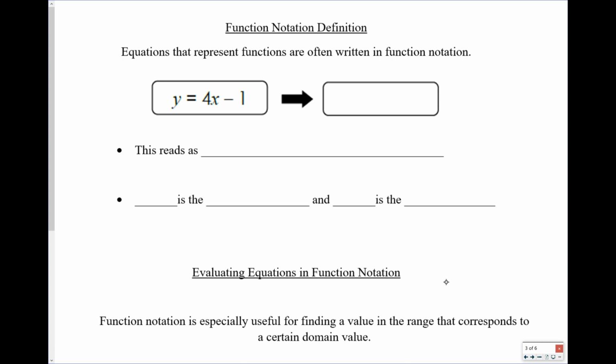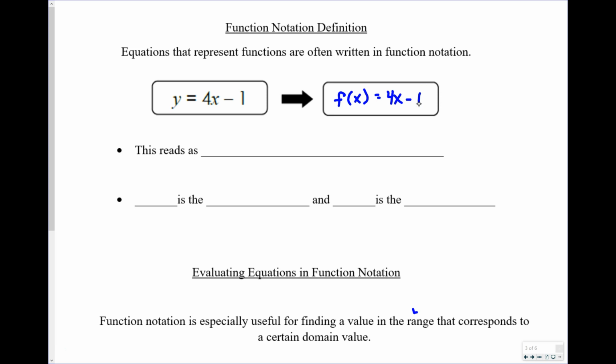So equations that represent functions are written in a very special way. We've talked about functions before, and there's something called function notation. We've talked about set notation, inequality notation, interval notation. This is another type of notation we use to describe equations. So normally the equations you've seen are like y equals 4x minus 1. That's slope-intercept form. You've seen it before. It's a very basic equation. Well, function notation is instead of saying y equals, we write it like this.